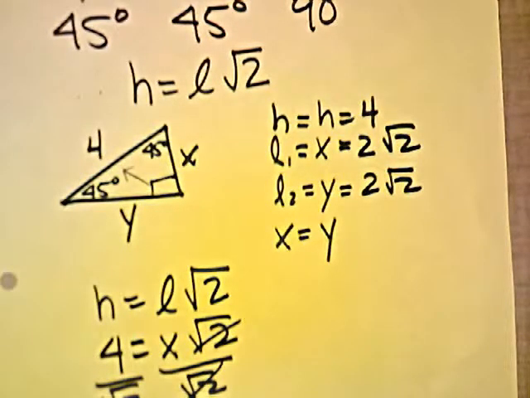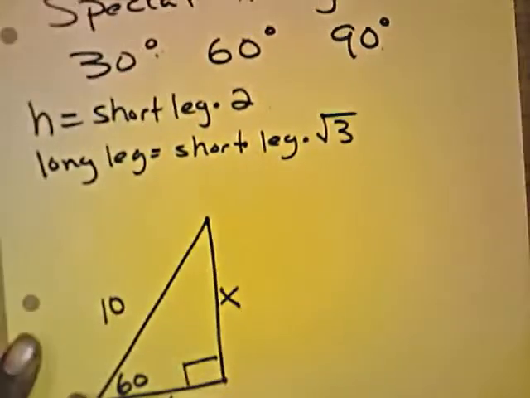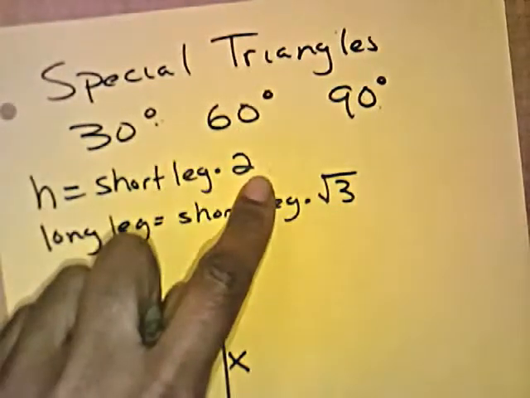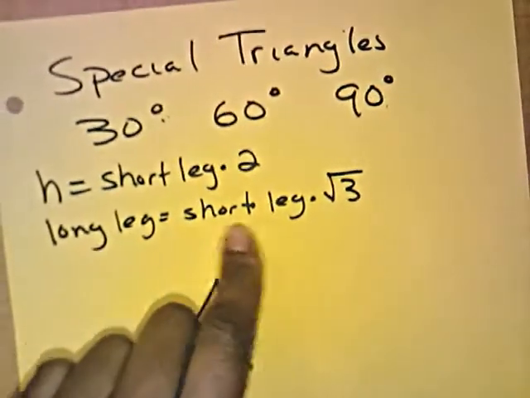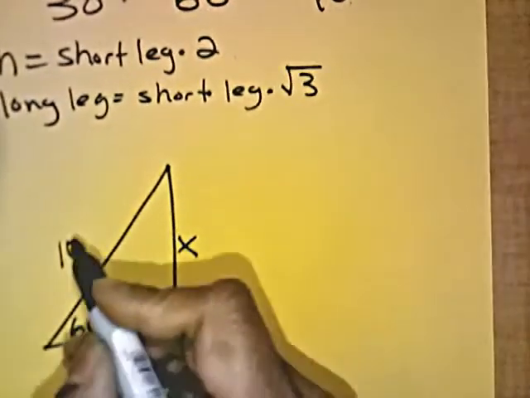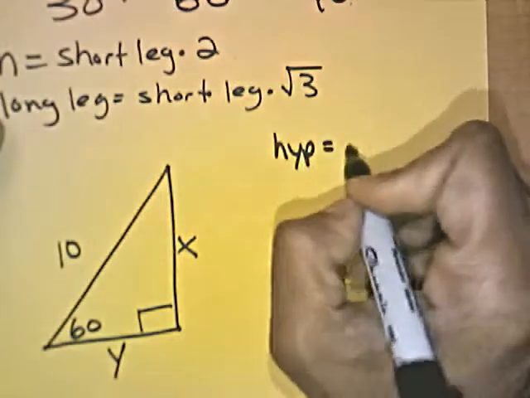I think they're all tricky like that. All right, so let's do one with 30, 60, 90. I have to know these rules. H is equal to the short leg times 2, and the long leg is equal to the short leg times the square root of 3. So let's see what they give us. I know the hypotenuse. Okay, so I can write that down. The hypotenuse is 10.